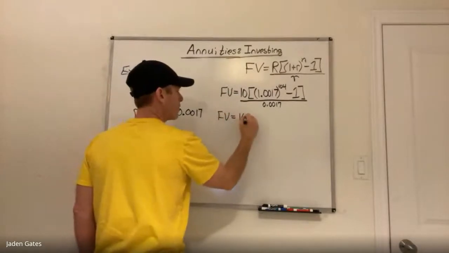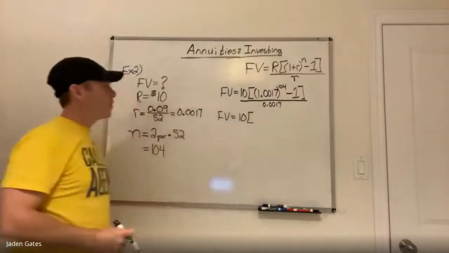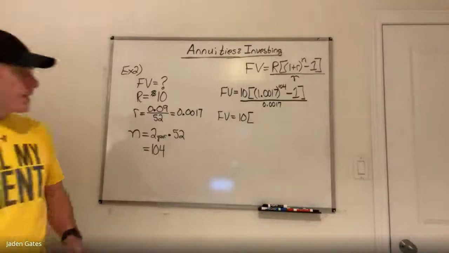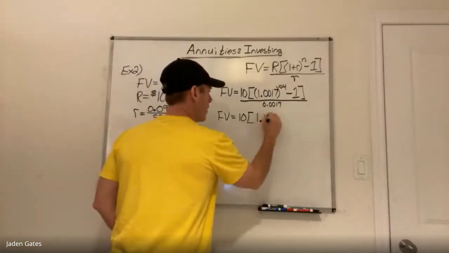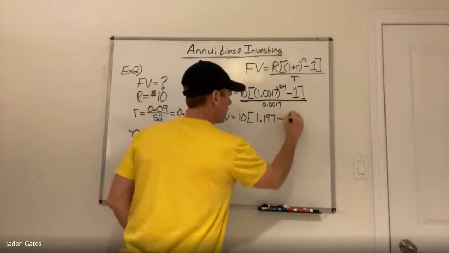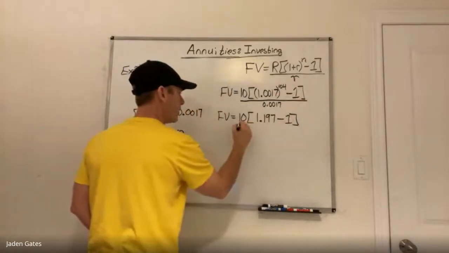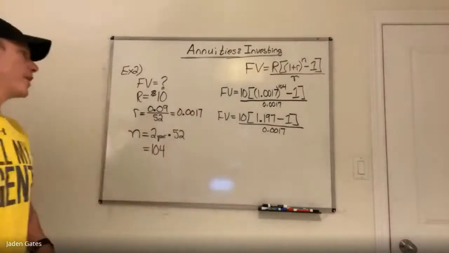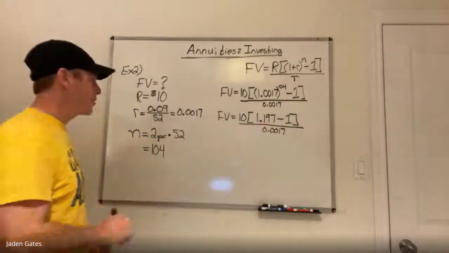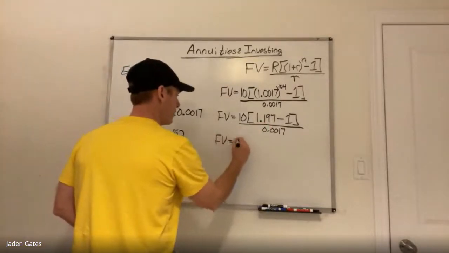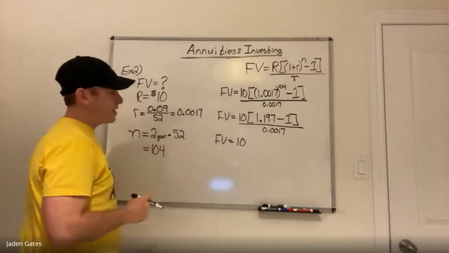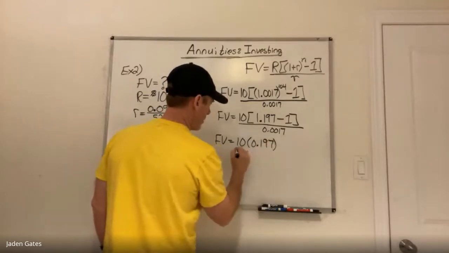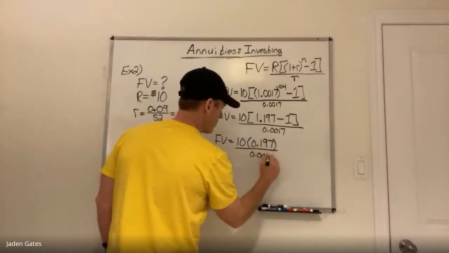It's definitely a calculator job. So I take 1.0017 to the power of 104, and I get 1.197, minus 1. There's that minus 1 there. And again, can't forget to divide by my rate. Continuing on with BEDMAS, I head to the brackets here. Well, 1.197 minus 1 is just going to be 0.197, and again, divided by my 0.0017.